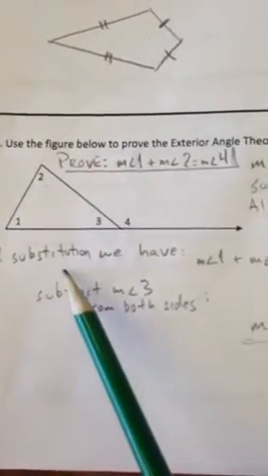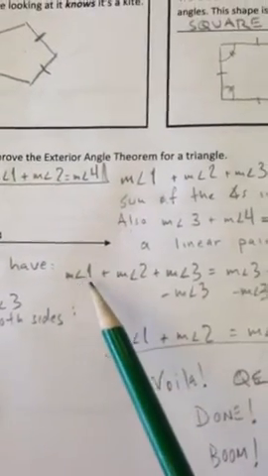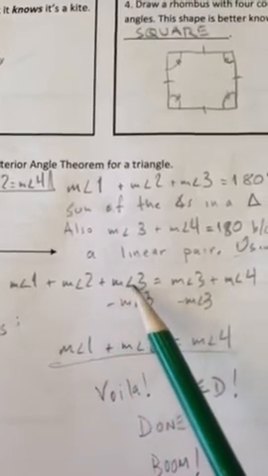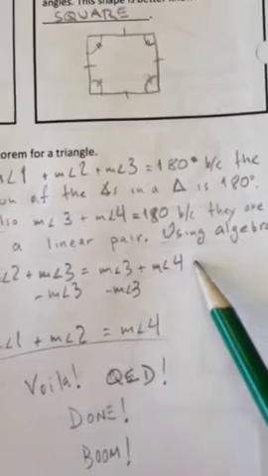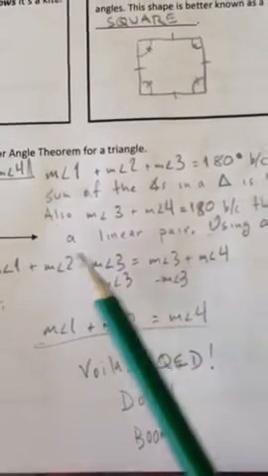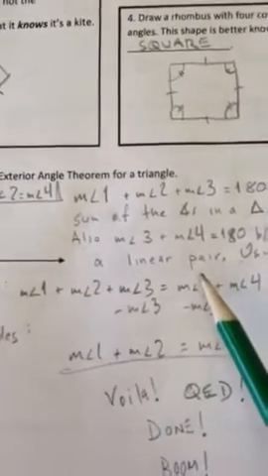So using algebra, we can say this, and a little bit of substitution. We can say that measure of angle 1 plus measure of angle 2 plus measure of angle 3 equals the measure of angle 3 plus measure of angle 4, because they both equal 180. So if they both equal the same thing, then they equal each other.